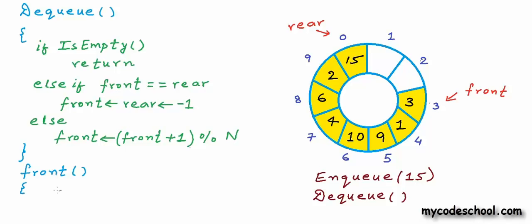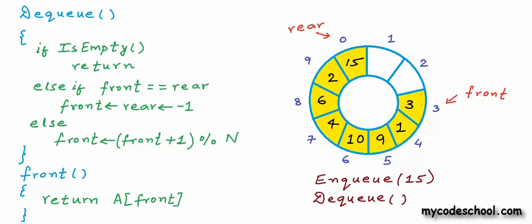The front operation will be really straightforward. We simply need to return the element at the front index. Here also, we first need to check whether the queue is empty or not. We should return front only when front is not equal to minus 1. All these operations, all these functions that I have written here will take constant time. Their time complexity will be big O of 1. We are performing simple arithmetic and assignments in the functions and not doing anything costly like running a loop. So the time taken will not depend upon the size of the queue or some other variable.